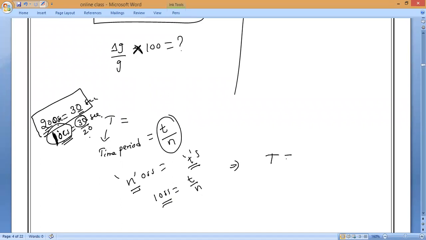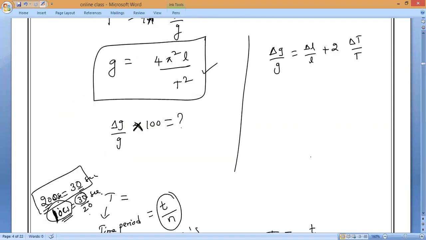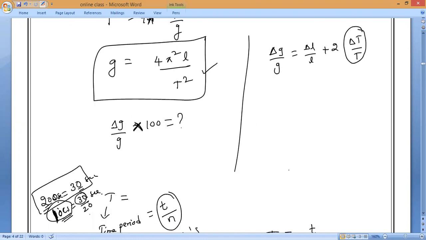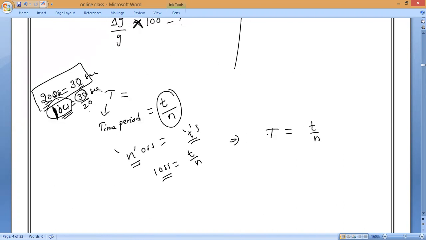So I can say T is equal to t by n. But here, what do we want actually? Delta T by T. Is it right or wrong? So now I want delta T. If I multiply both sides with delta, delta T is equal to, this side, delta t divided by n.